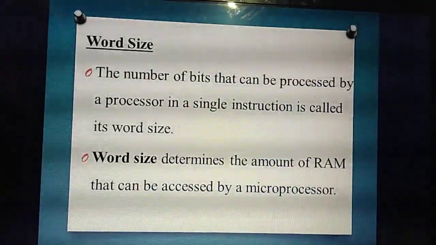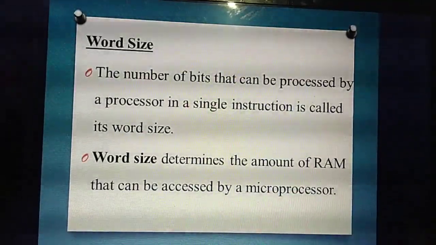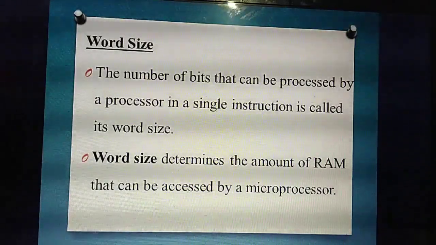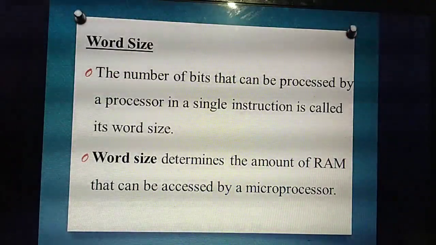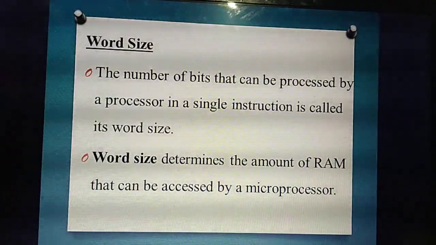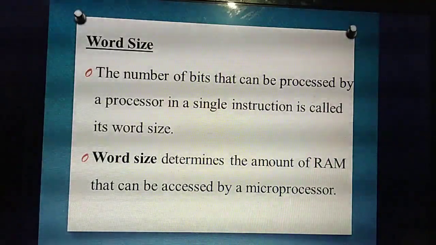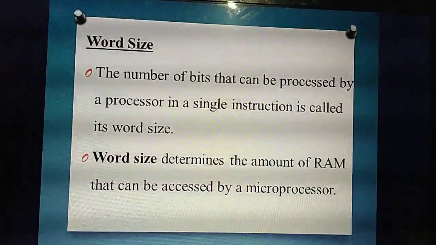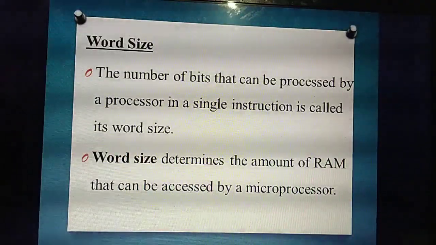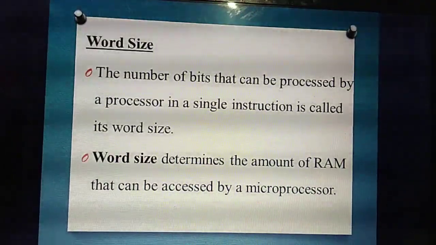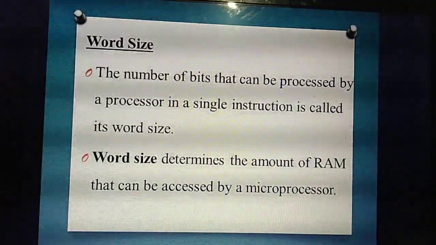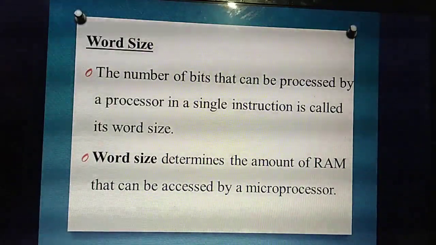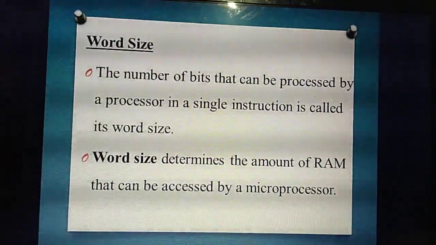Next one is word size. What do you mean by word size? Already I said we are giving commands or instructions, isn't it? So the input we are giving by means of commands or instructions, the computer takes by means of bits. First day itself I said the input we are giving is taken by the computer using binary data or bits. What do you mean by bits? Either 1 or 0. That is called a bit.